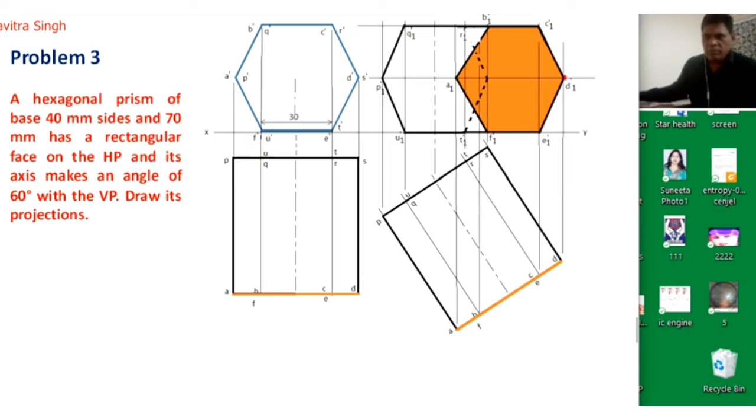Now we will solve this problem. Actually in this problem you can see a hexagonal prism of base 40 mm side and 70 mm long has a rectangular face on the horizontal plane, and its axis makes an angle of 60 degree with the vertical plane. Draw its projections. Actually this hexagonal prism is lying on the horizontal plane, and one of its surfaces is touching this horizontal plane. Okay, means it is parallel to this horizontal plane.